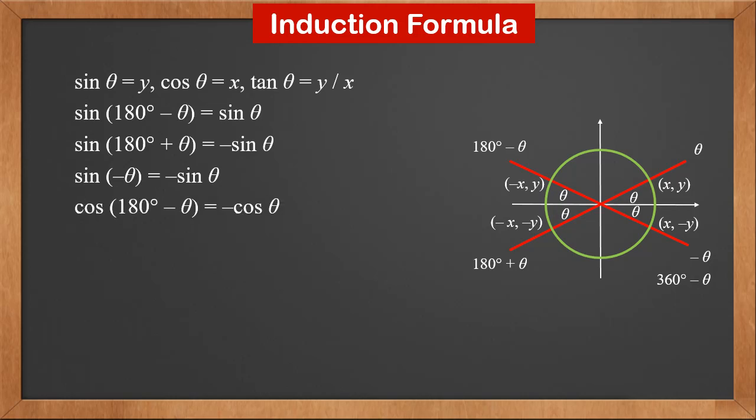Cosine 180 degrees minus theta is minus x. So it's equal to minus cosine theta. Cosine 180 degrees plus theta is minus x. So it's equal to minus cosine theta. Cosine minus theta is x. So it's equal to cosine theta.